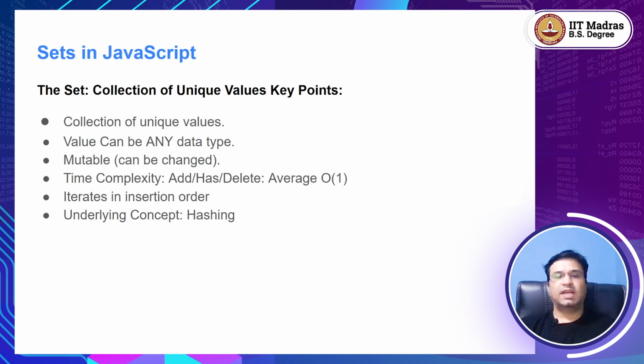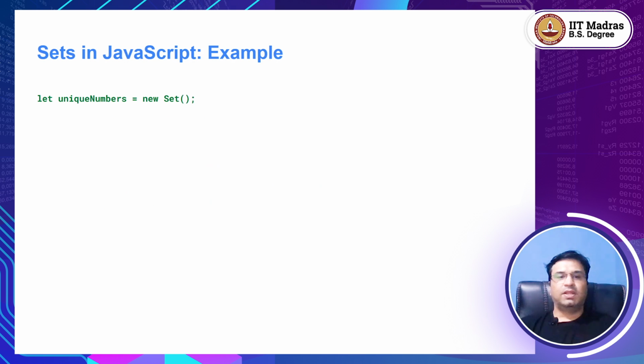Similar to Map, Set also leverages hashing internally to efficiently store and look up values. When you add a value to a Set, its hash is computed, and this value is used to determine if the value already exists or where to store it. This is what allows for the fast average Big O(1) operation. For example, here we create an empty Set object using the new Set constructor.